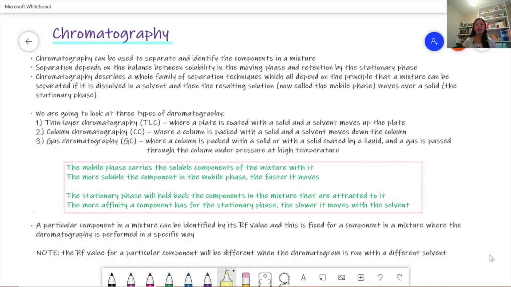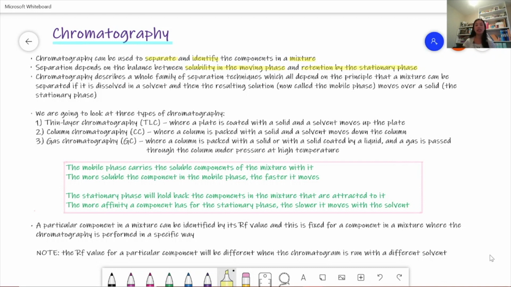Chromatography can be used to separate and identify the components in a mixture. Separation depends on the balance between solubility in the moving phase and retention by the stationary phase. Chromatography describes a whole family of separation techniques, and they all depend on the principle that a mixture can be separated if it is dissolved in a solvent, and then the resulting solution, now called the mobile phase, moves over a solid, which is the stationary phase.